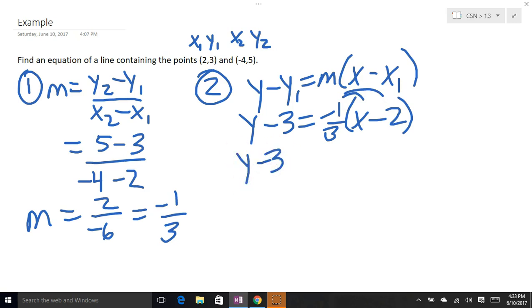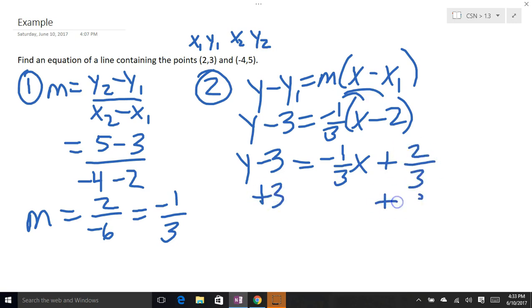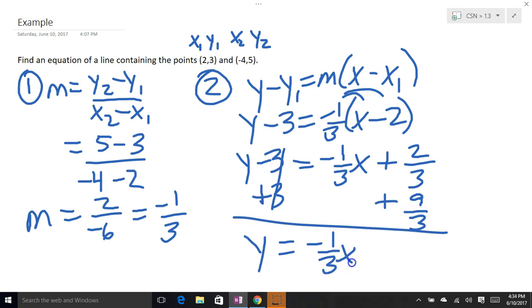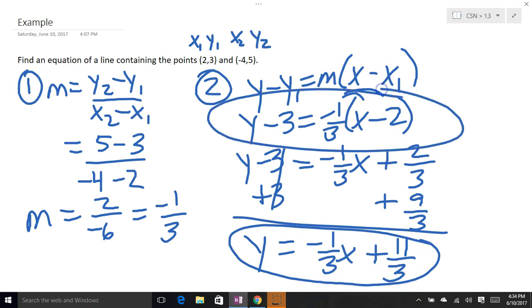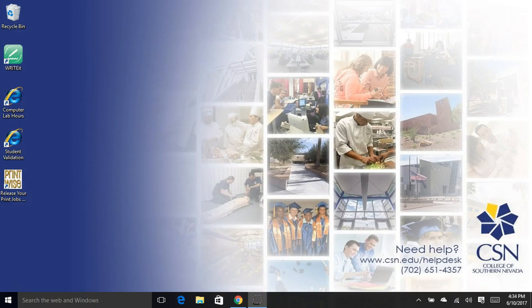So we'll go ahead and do that here. So we got y minus 3 is -1/3 x, -1/3 times +2 gives us the 2/3 there. We add 3. Make sure you get a common denominator. So when I add 3 to this side, I'm going to make that 9/3. So we got -1/3 x plus our 11/3. So there's either one of those depending on how the instructions ask you what form to put that in.